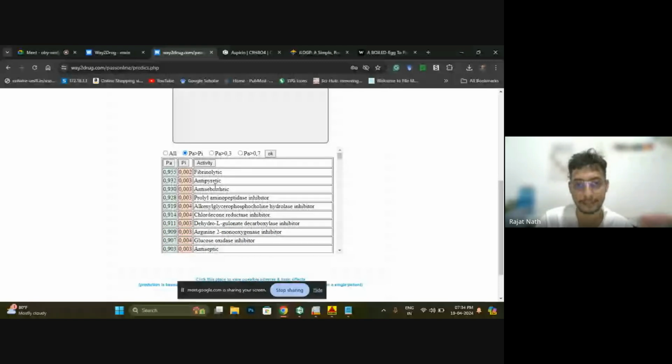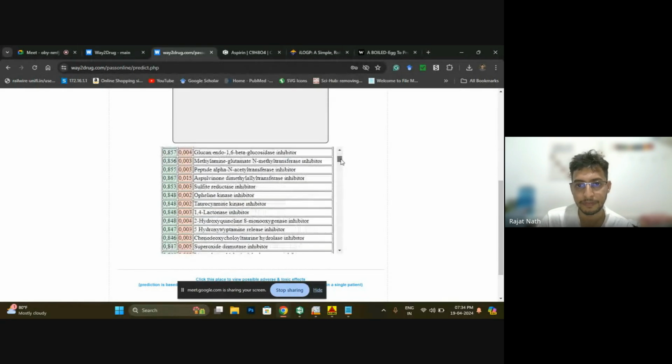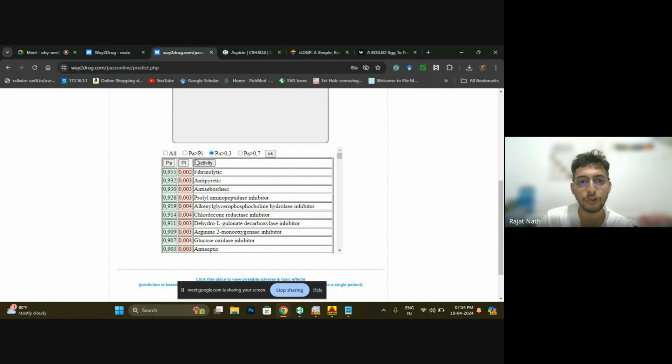Next, if you want more authentic data, you can select that probability of activity should be greater than 0.3. That means the probability of activity should be greater than 30%. The chance of showing the activity by this compound should be greater than 30%. And click OK. It will narrow down the result. So you can get a more accurate result by selecting probability of activity greater than 0.3.